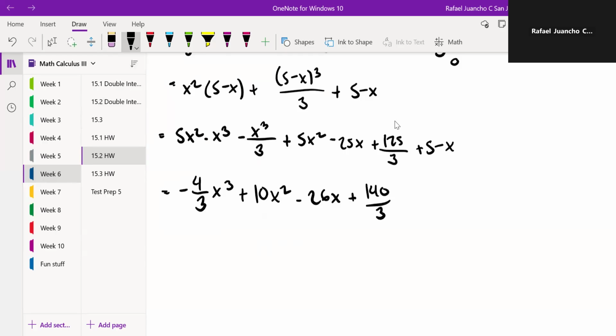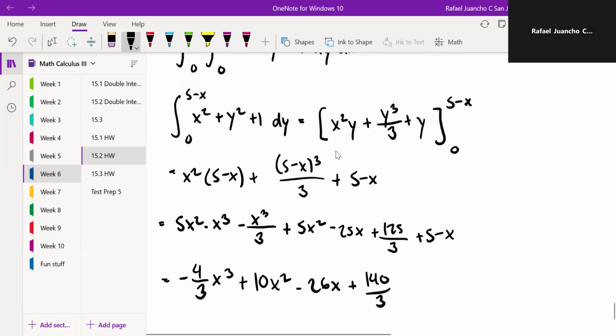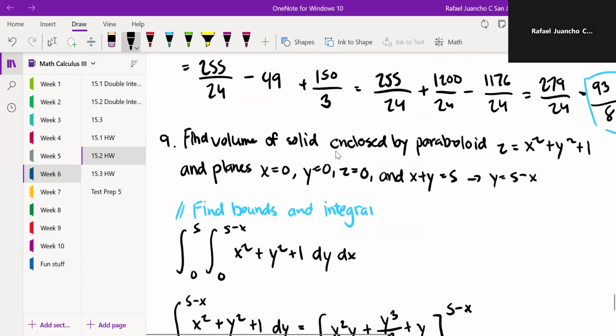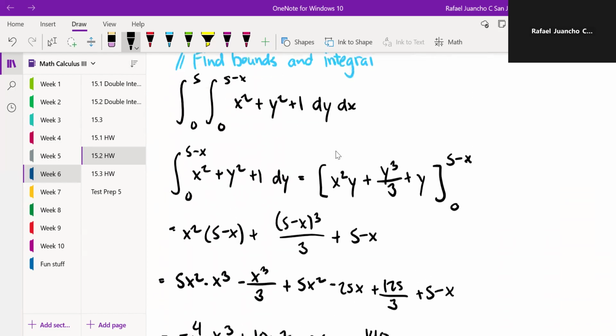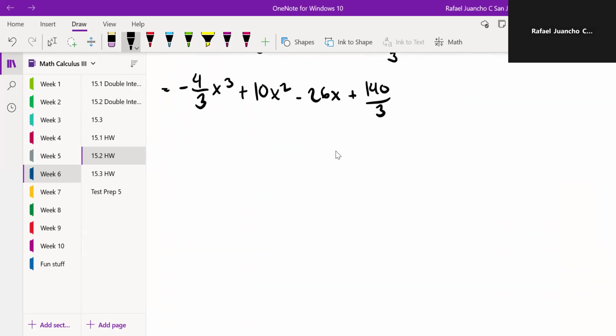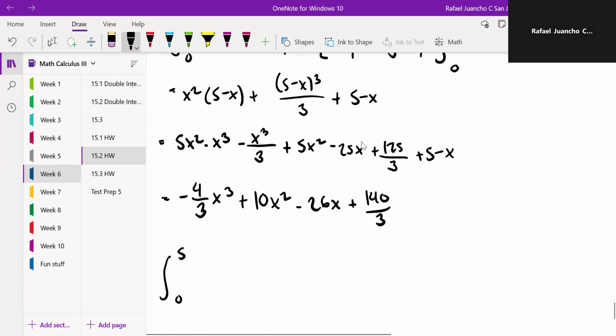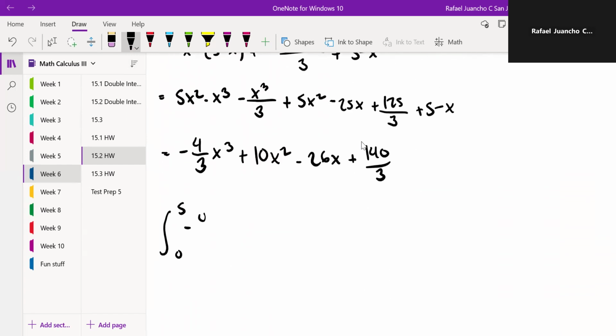Cool. And I think that should be it for now, right? Not going to do too much solving yet. Then I now integrate this in terms of x. So here I do 0 to 5 of this thing.